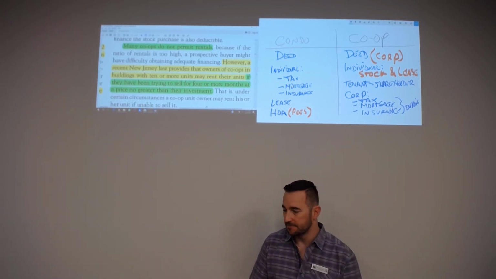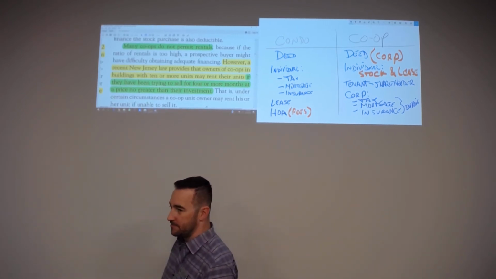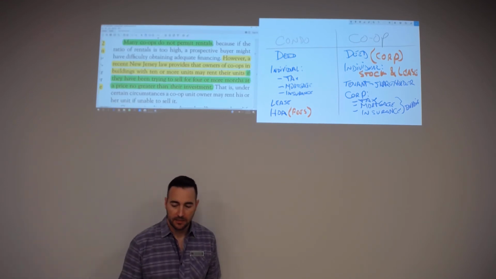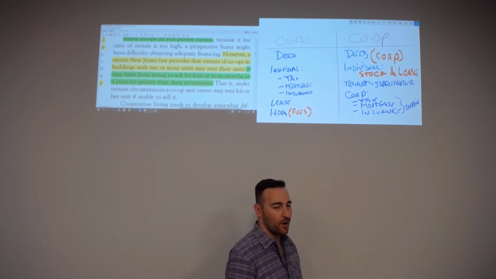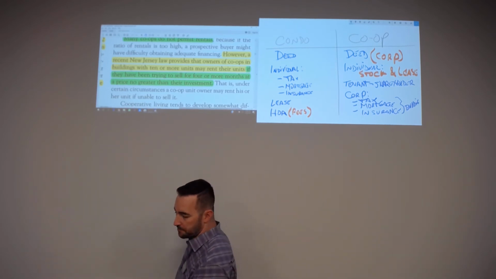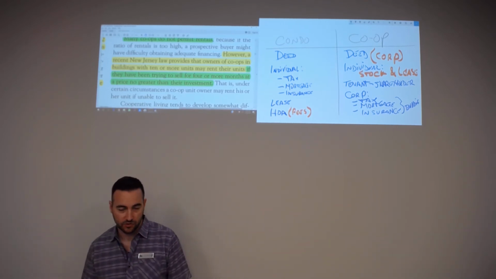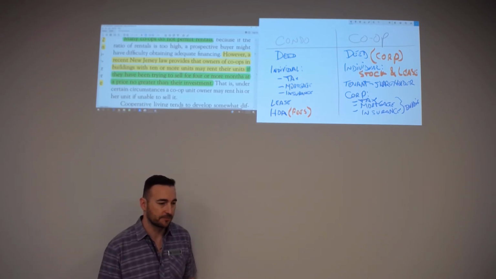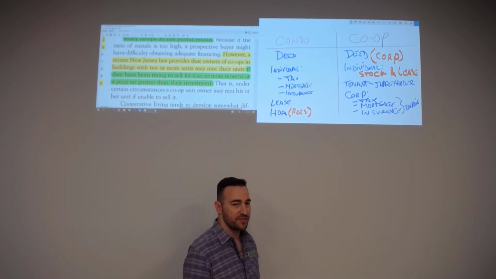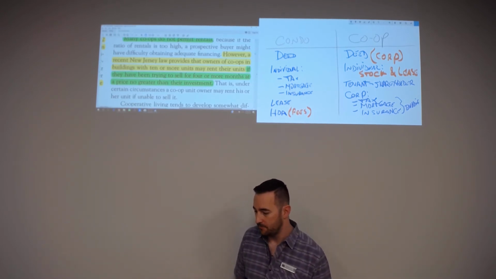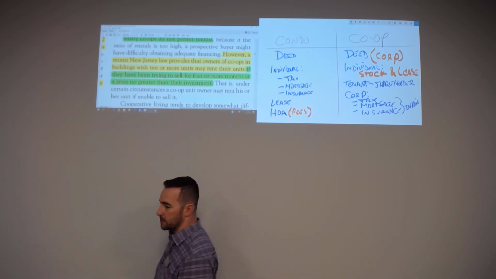That's what it is. However, even though they say no, a recent New Jersey law provides that owners of co-ops in buildings with 10 or more units may rent their units. So they allow you to lease your unit if, please highlight, underline, put stars, if they have been trying to sell for 4 or more months at a price no greater than their investment.